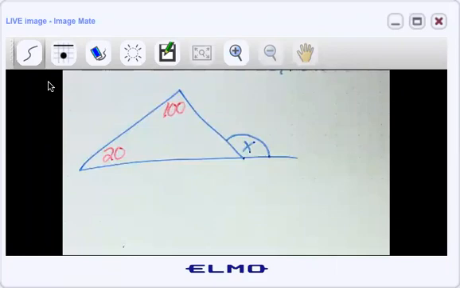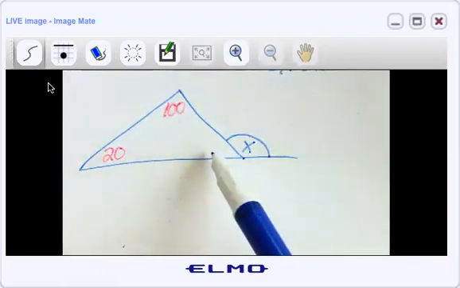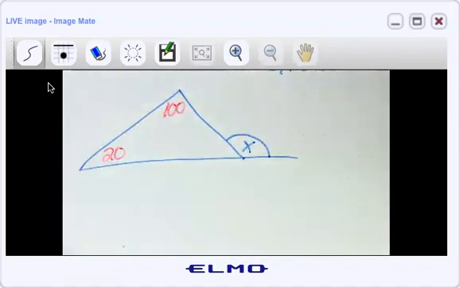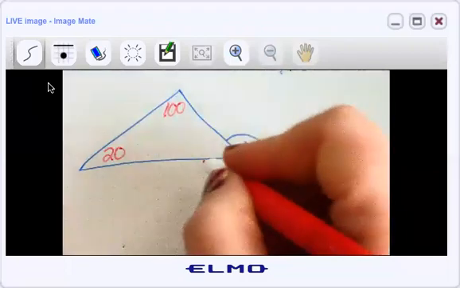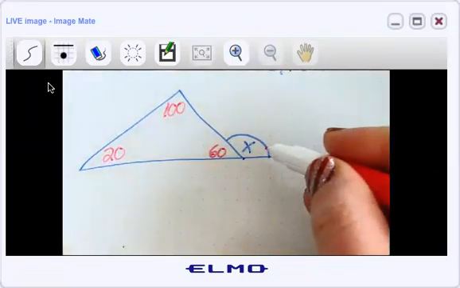Now, hold on. So I got an answer. Someone else answered 60. 60 is the answer of the angle on the inside, right? Because think about it, the three angles inside of a triangle have to add up to 180. So I already have 120. So yeah, this one on the inside right here has to be 60. But I'm looking for the one on the outside.